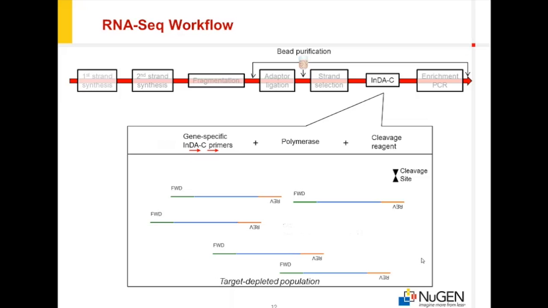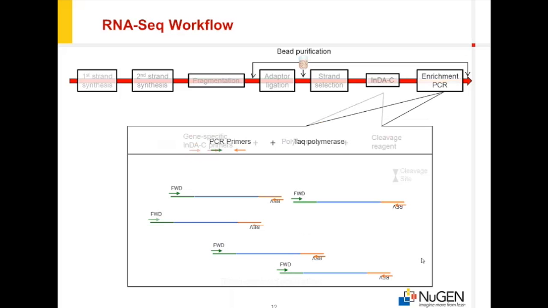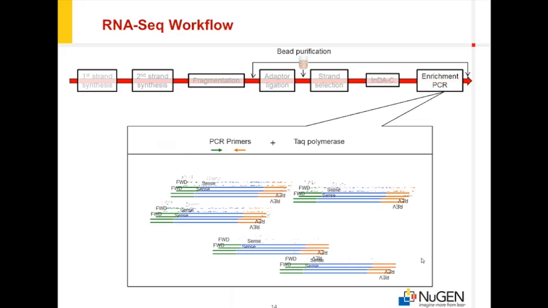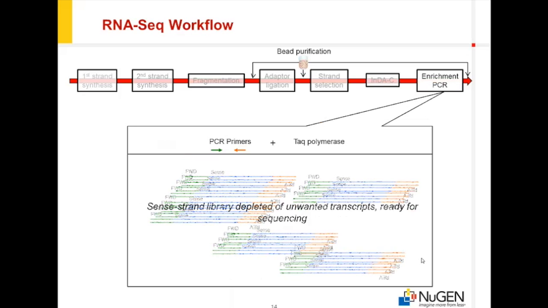So you have a targeted depleted population that's been enriched in desired informative transcripts. We then use PCR primers that are designed to both the forward and reverse adapter sequences to expand the library. And the outcome then is a sense strand library that's been depleted of unwanted transcripts that's ready to be quantified and ready to be sequenced.